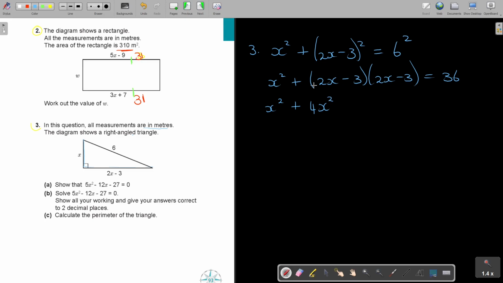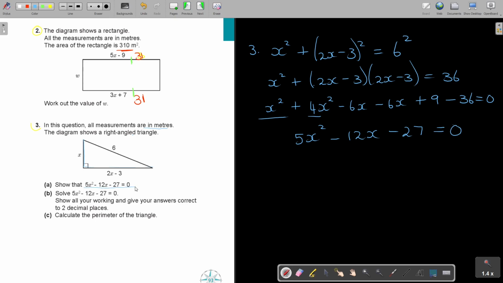If I multiply this, so negative 6x, and 3 times 3 is 9. Everything to one side, if it's quadratic, equals 0. So this is going to be 5x squared, this is going to be 12x, and 9 minus 36 is negative 27. And that is equal to 0. Okay, so that is what they want you to show.